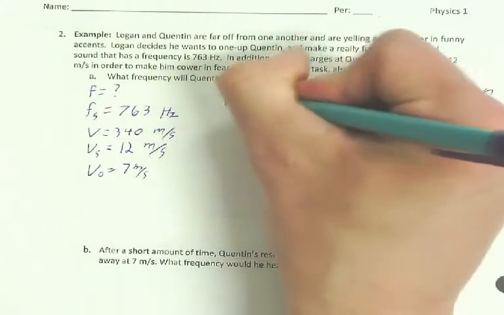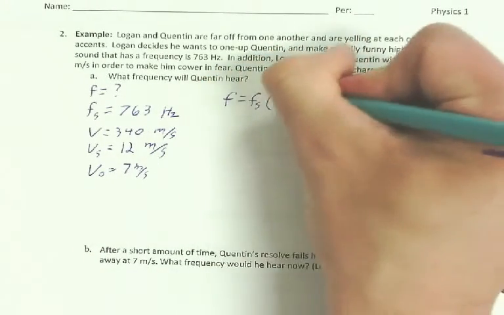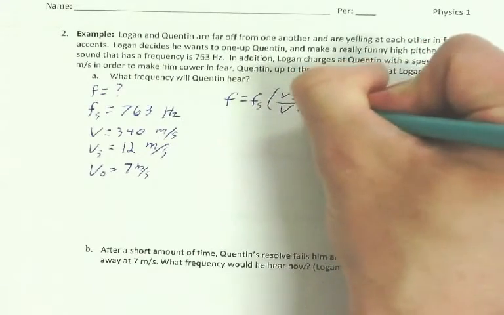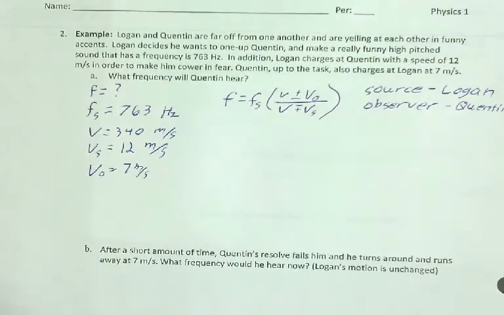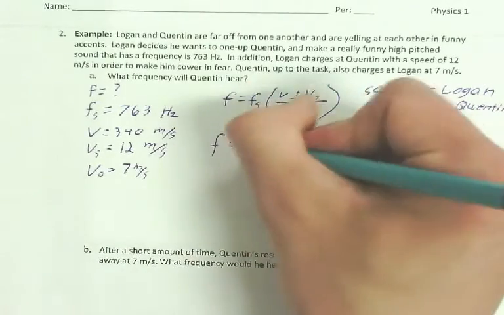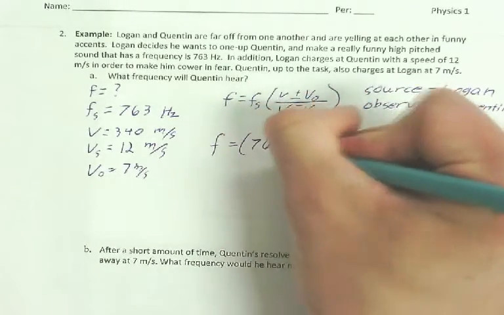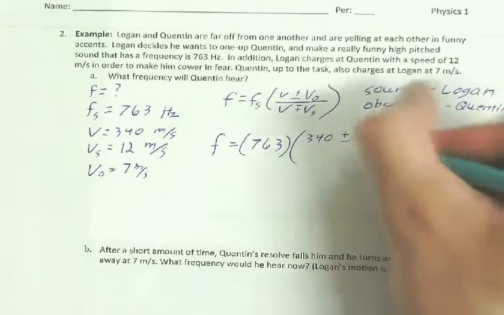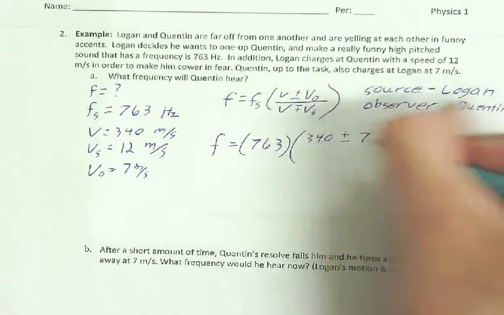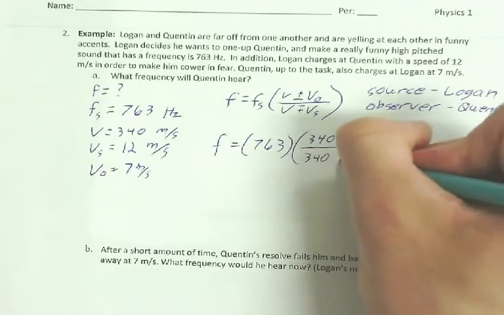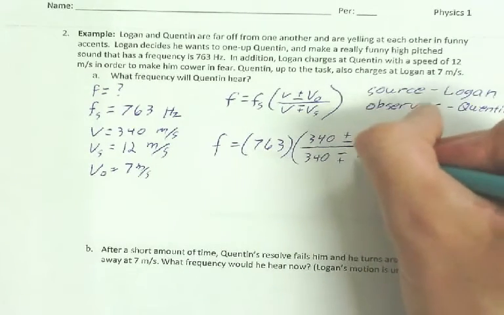Here's the equation. F equals Fs times V plus or minus Vo over V minus or plus Vs. Plug the numbers in where they go. I'm solving for F. Fs is 763. V is 340. Plus or minus Vo, which is 7, over 340 minus or plus Vs. Oh, sorry, I know that number, 12.